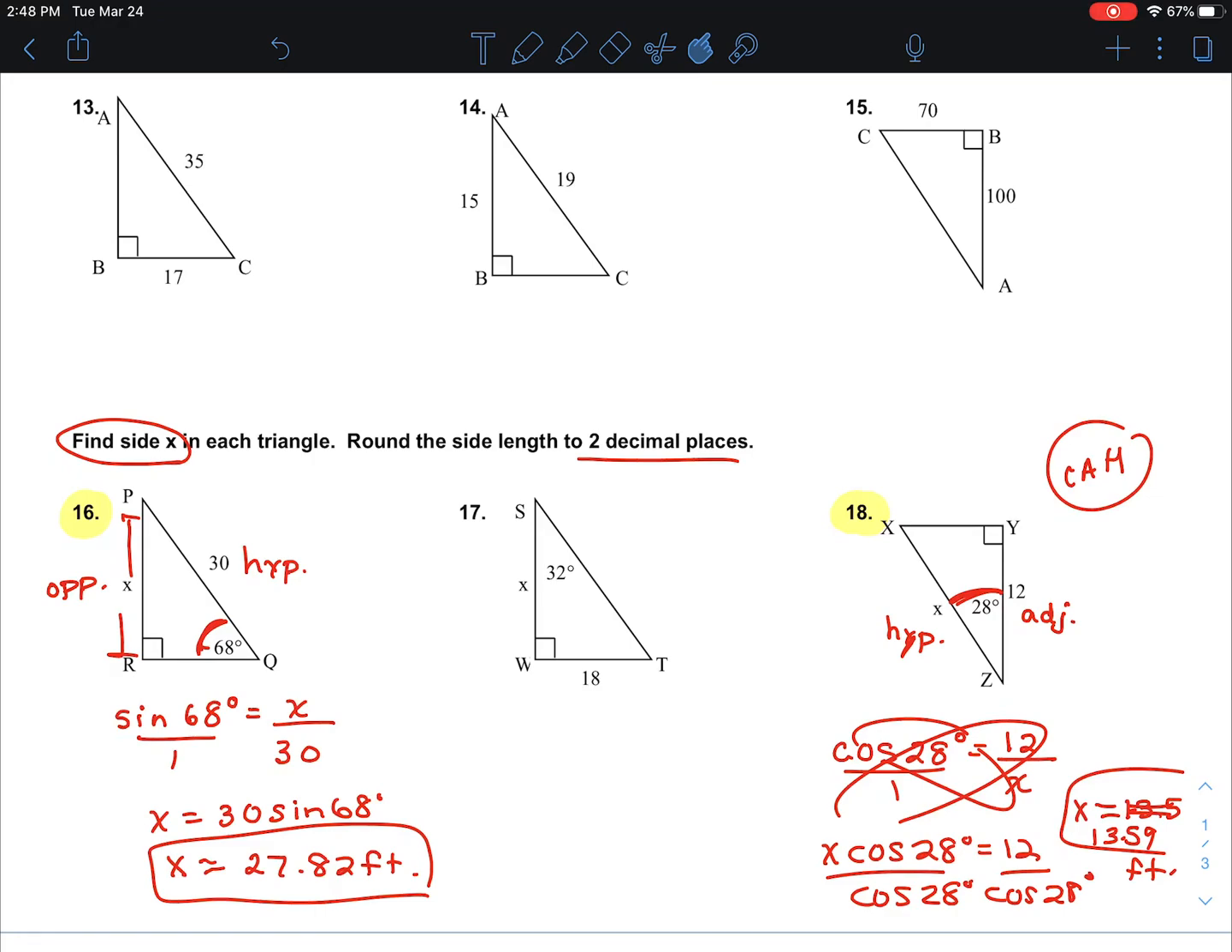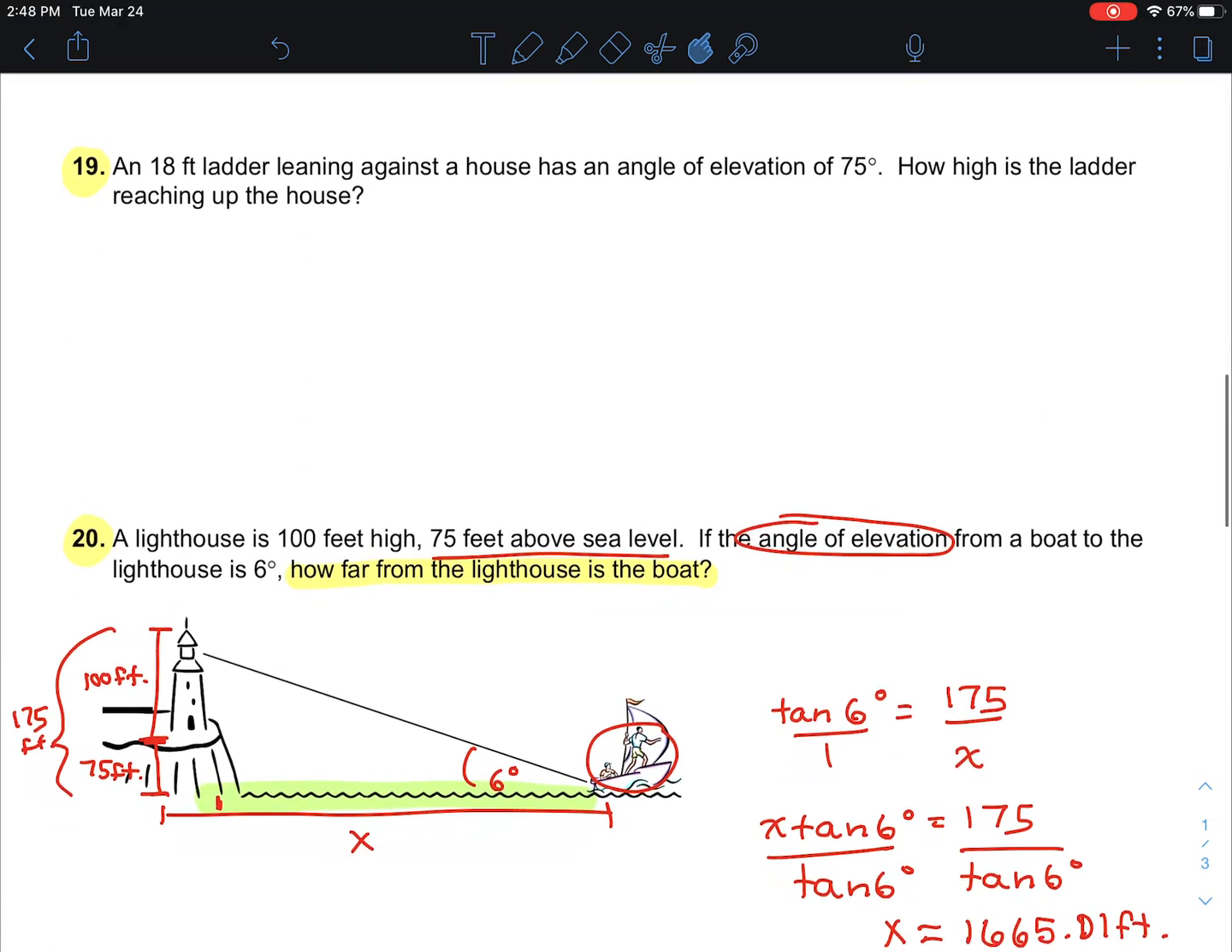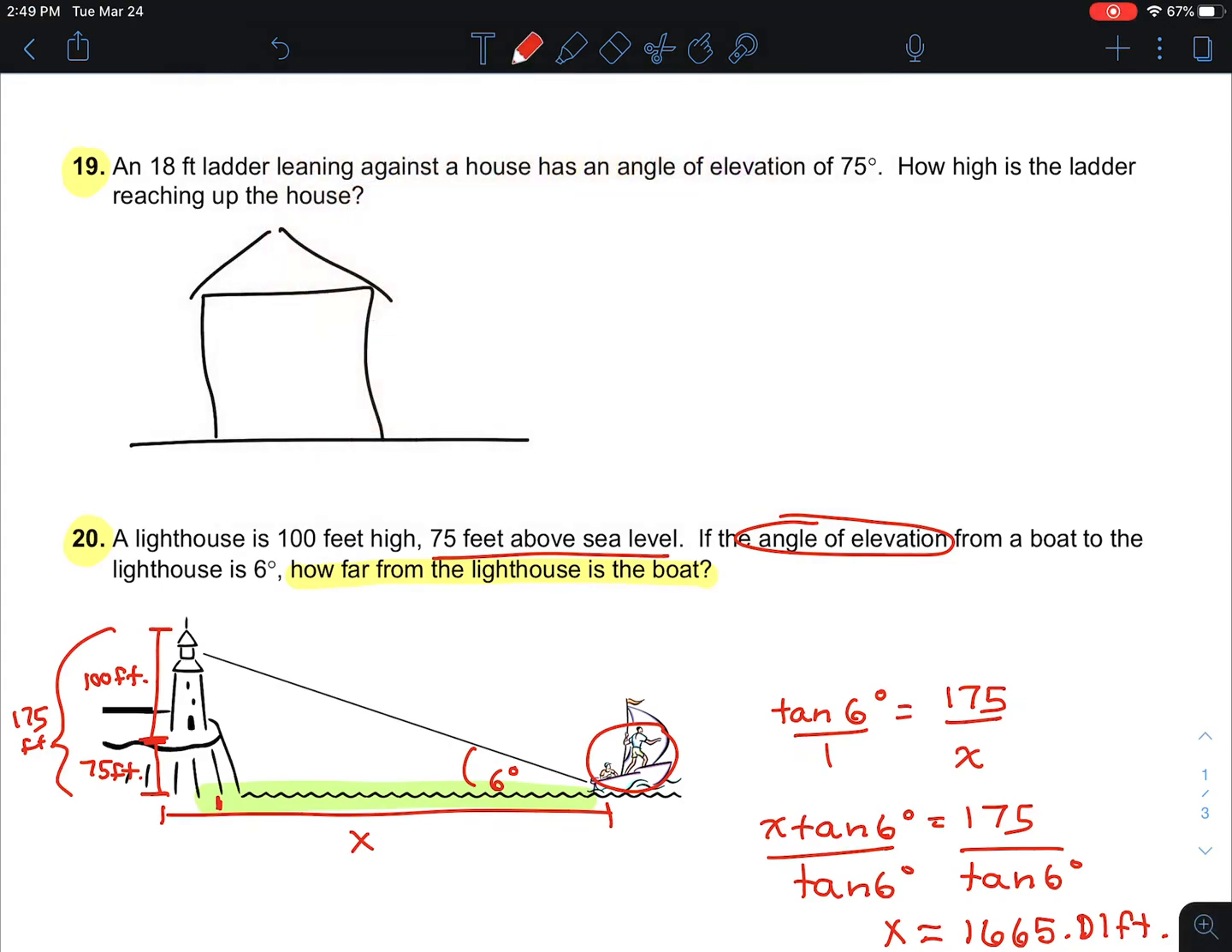Okay, and then the last one was number 19. Here we had a problem similar to one on the notes page, talking about having a house, and we're going to lean a ladder up against the house. So when it says the ladder is 18 feet, that's talking about the length of the ladder. So that's the hypotenuse in this example. Angle of elevation, that should be placed in the bottom of your triangle. The question, how high is the ladder reaching up the house? That would be this distance right there, that vertical leg. I'm going to label that x.